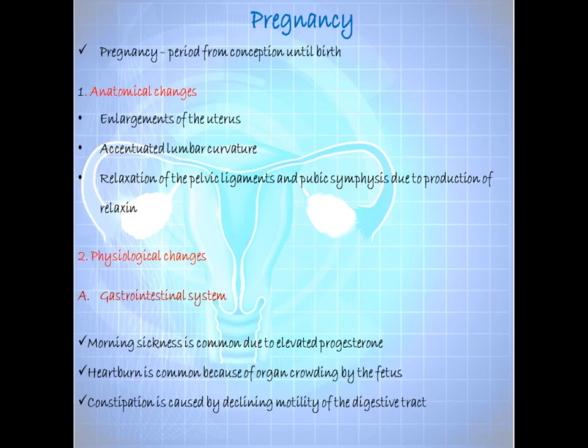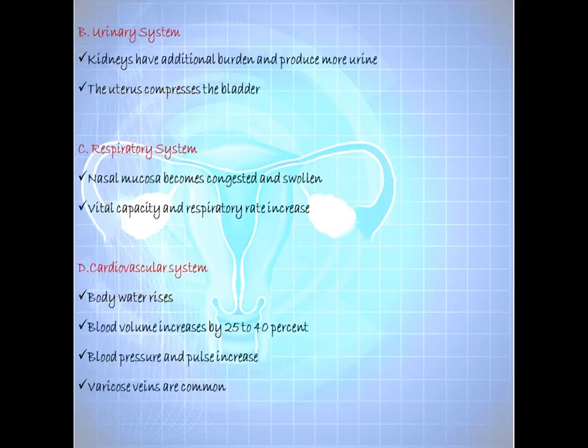Second one is the physiological changes. In that, first one is the gastrointestinal system. Morning sickness is common due to elevated progesterone. Heartburn is common because of organ crowding by the fetus. Constipation is caused by declining motility of the digestive tract.